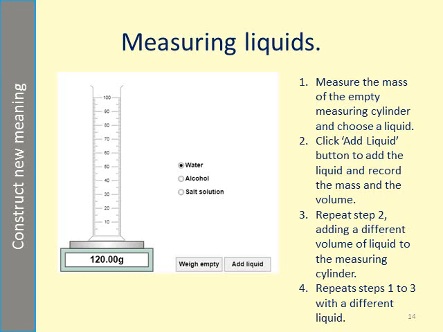So you add a certain volume of liquid, and then make it easy, so go up in tens, and then record the mass of each volume. So repeat that for a couple of different volumes of liquid, and then repeat steps 1 to 3 with a different liquid. So you start off with water, and then you can choose alcohol or salt, and then salt solution.